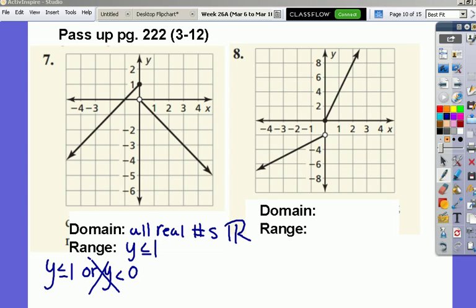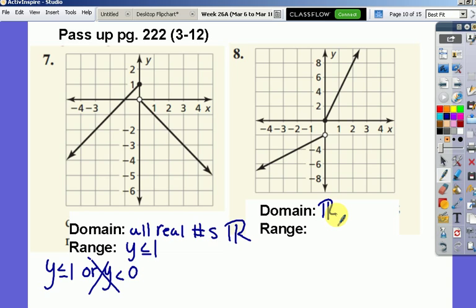Alright, so what's my domain here? All real, because if you look, all the negative x's are accounted for here. All the positive x's are accounted for here, right, because of those arrows. So it's all real numbers. Now my range is up and down. This one's a little bit different.